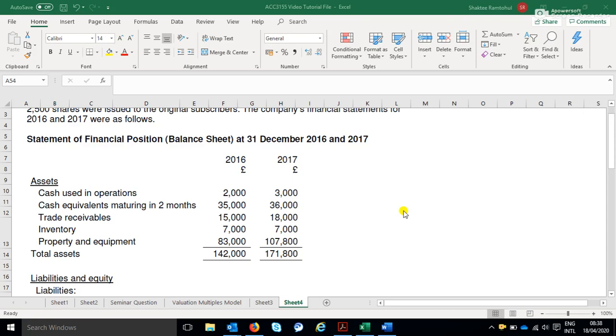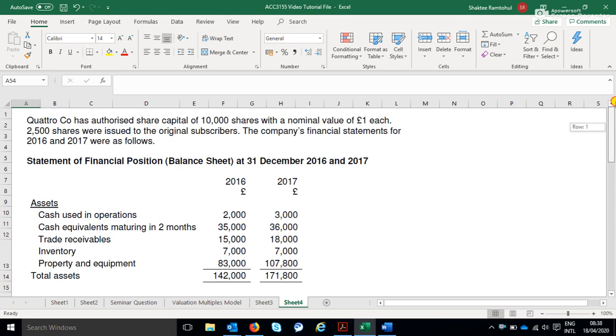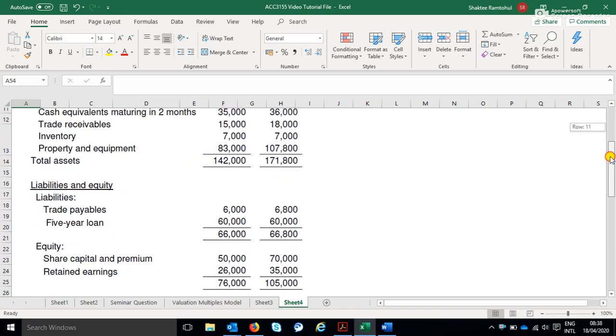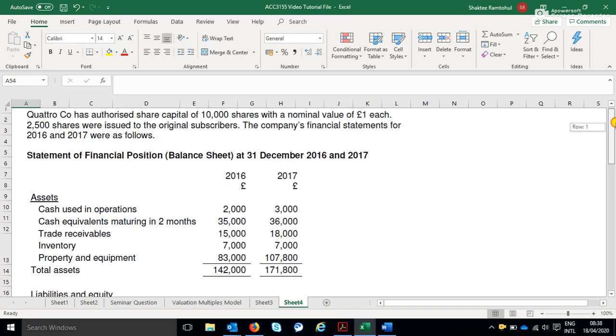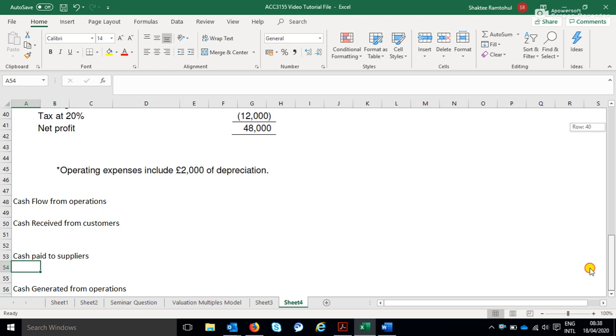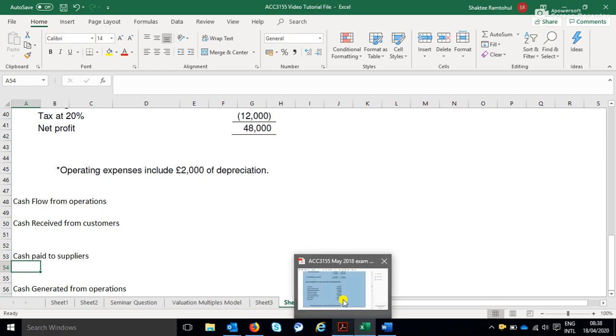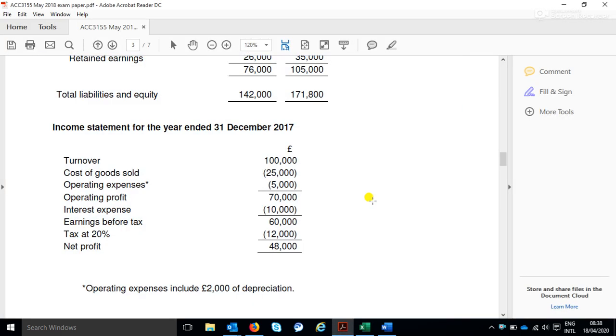Hello everyone. This is a question based on the 2018 exam, in particular dealing with cash flows. Let's look at the question. Let's look at the requirement.